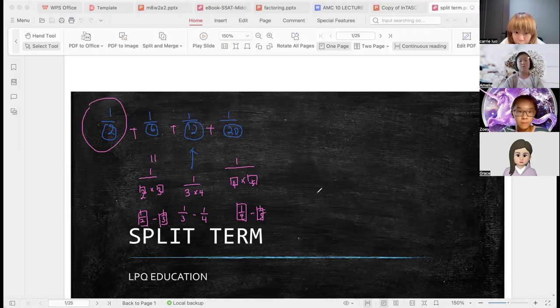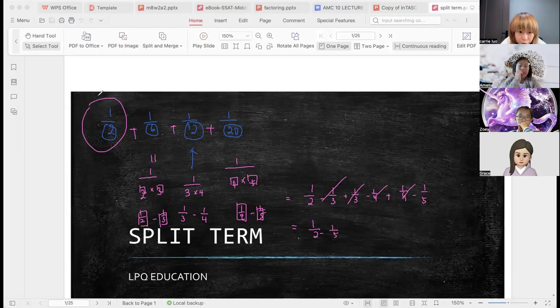The question changed from 1 over 6 plus 1 over 12 plus 1 over 20 to what? 1 over 2 minus 1 over 3 plus 1 over 3 minus 1 over 4 plus 1 over 4 minus 1 over 5. Okay, so they're gone. Negative 1 over 3 plus positive 1 over 3, negative 1 over 4 plus positive 1 over 4. Get it, Amelia? So the answer is 1 over 2 minus 1 over 5.